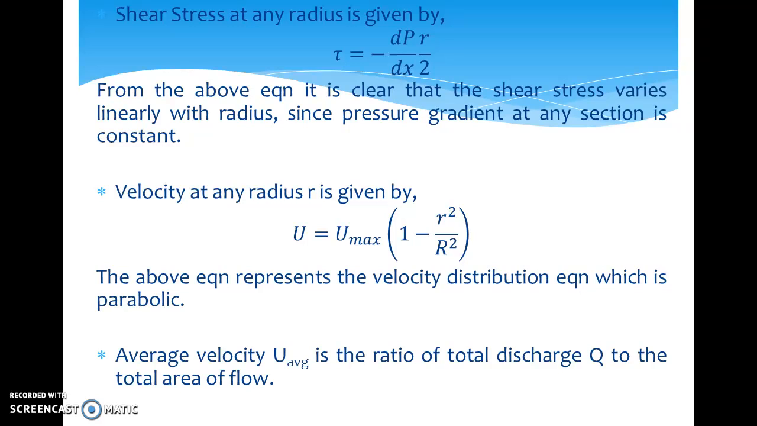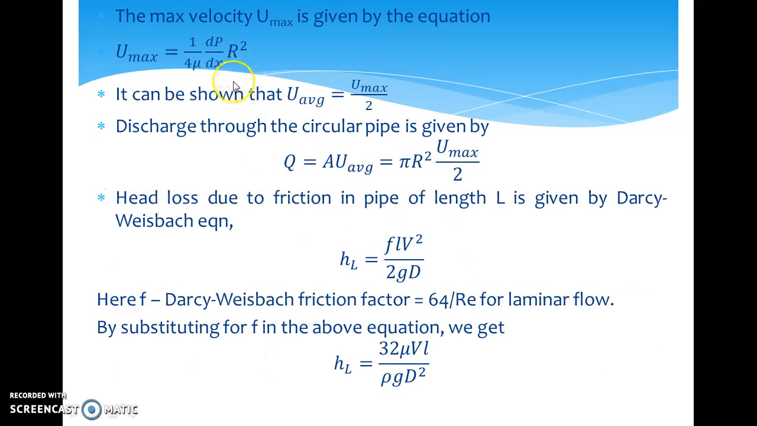And also the average velocity, u average, is the ratio of the total discharge Q to the total area of the flow. So whenever we want to find the total discharge, we make use of u average. And from the derivation we can deduce the equation for u max, which is given by 1 by 4 mu into dp by dx into capital R square. Here again mu is the dynamic viscosity, dp by dx is the pressure gradient, and R is the radius of the pipe.